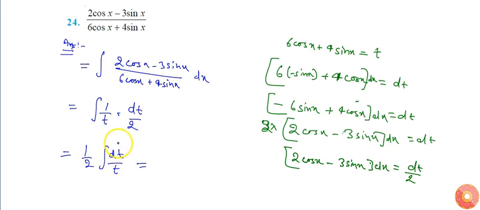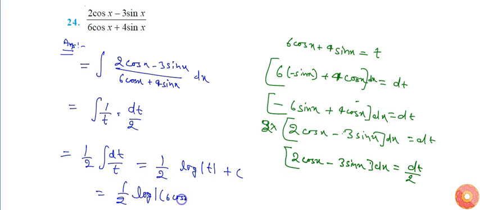So I can integrate dt by t easily. It will be 1 by 2 log mod t plus c. Now I can put the value of t in the answer, then the answer will be log of 6 cos x plus 4 sin x plus c. So this will be our answer.